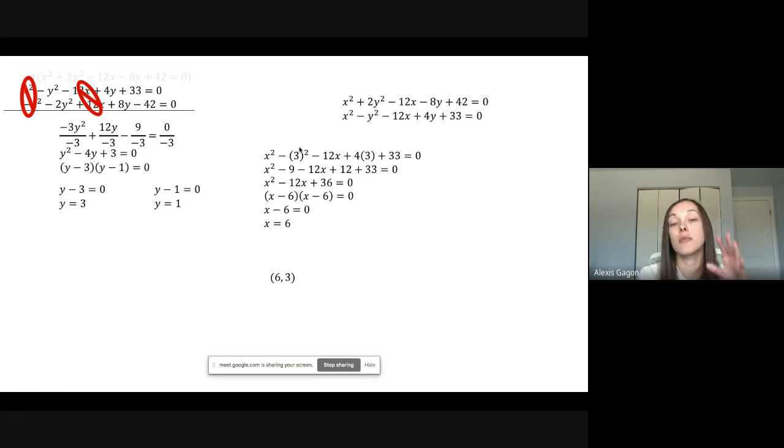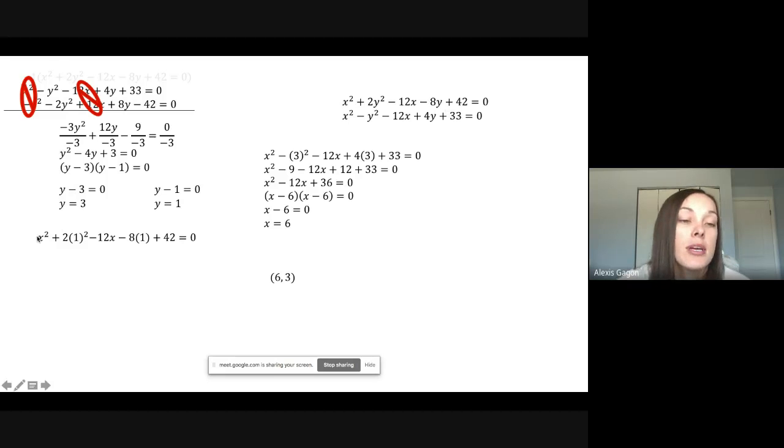Let's do the same exact thing, but now let's plug in 1. So if we plug in 1, and it looks like I decided to use the top equation on this one. That's just to show you that you can use either equation. But here, x squared plus 2 times 1 squared plus 12x minus 8 times 1 plus 42 equals 0. Well, 1 squared is just 1, so 2 times 1 is just 2. So that's x squared plus 2 minus 12x. 8 times 1 is 8 plus 42 equals 0, which is x squared minus 12x plus 36 equals 0.